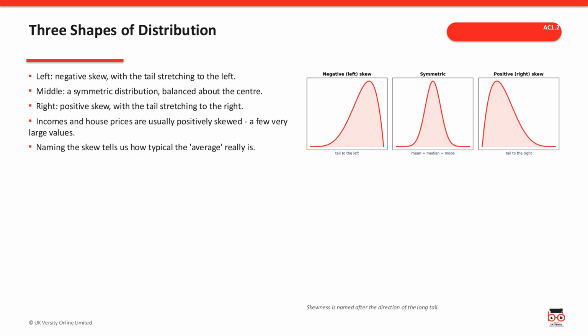Incomes and house prices are the classic right-skewed example. Most people cluster fairly low, while a handful of very large values stretch the tail. Naming the skew tells you how honest the average really is.